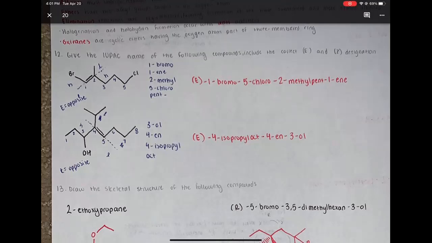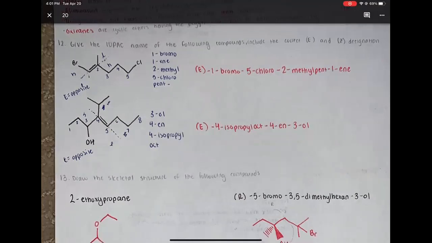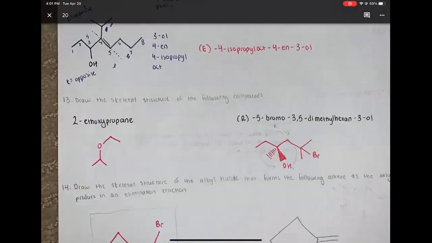Awesome. Next, we have draw the skeletal structure of the following compounds. We have 2-ethoxypropane. I got that incorrect on my exam. I remember when I did not know how to name or draw ethoxypropane, and I drew the ugliest thing in the whole world.